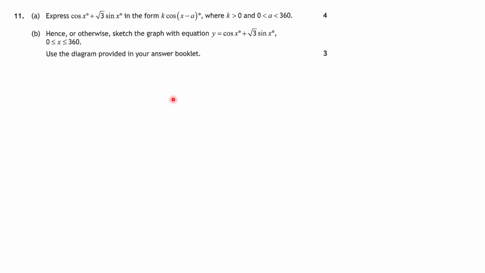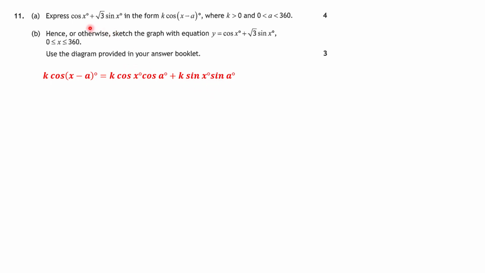The next question. Express cosine x plus root 3 sine x in the form k cos bracket x minus alpha, where k is bigger than 0 and alpha lies between 0 and 360. So let's do that first. The first thing to do is expand out this cosine x minus alpha and then multiply everything by k. So we get cosine x cosine alpha multiplied by k plus sine x sine alpha multiplied by k.